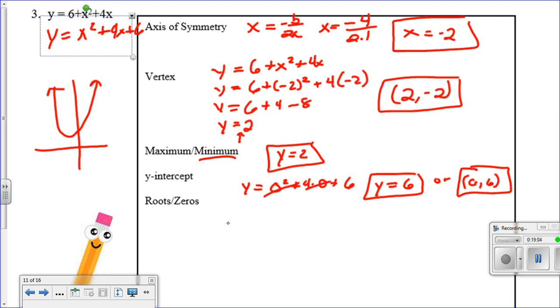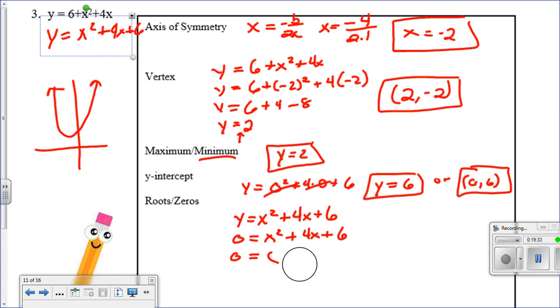And your roots. What I'm going to do is I'm going to take this equation right here, and I'm going to put 0 in for y. So I get x squared plus 4x plus 6. I'm going to try and factor that. Factors of 6 that add up to 4. Well, I got 1 and 6. That's not going to ever give me 4. And I've got 2 and 3. That's not going to give me 4. These must be irrational. All right, I think I'm going to complete the square.